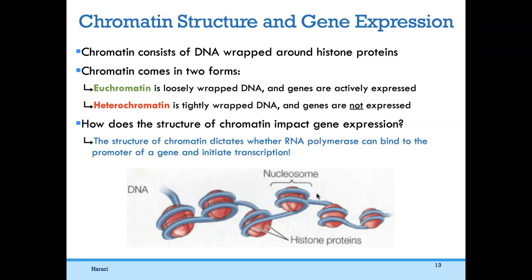And the answer is, the structure of chromatin dictates whether RNA polymerase can actually bind to the promoter of a gene and initiate transcription. Remember, the first step of gene expression is RNA polymerase transcribing the gene and binding that promoter. If the promoter is blocked because it's so tightly wrapped around histones, the gene will not be expressed.